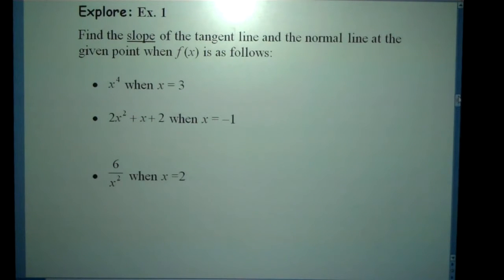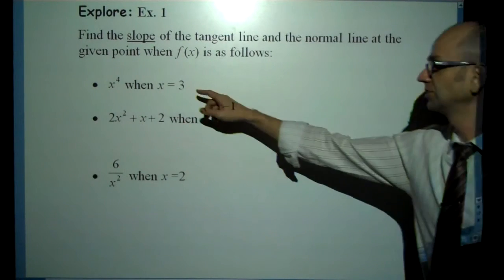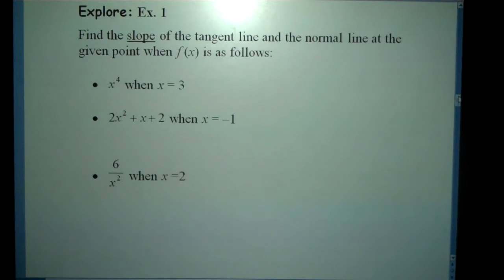Alright, example 1. Find the slope of the tangent line and the normal line at the given point when f of x is as follows. For number 1, f of x is x to the 4th power, and we want to find the slope of the normal and tangent lines when x equals 3. For the second bullet point, our function is 2x squared plus x plus 2. We want to find the slope when x equals negative 1. And then our last equation, f of x equals 6 over x squared. We want to find the slope when x equals 2.